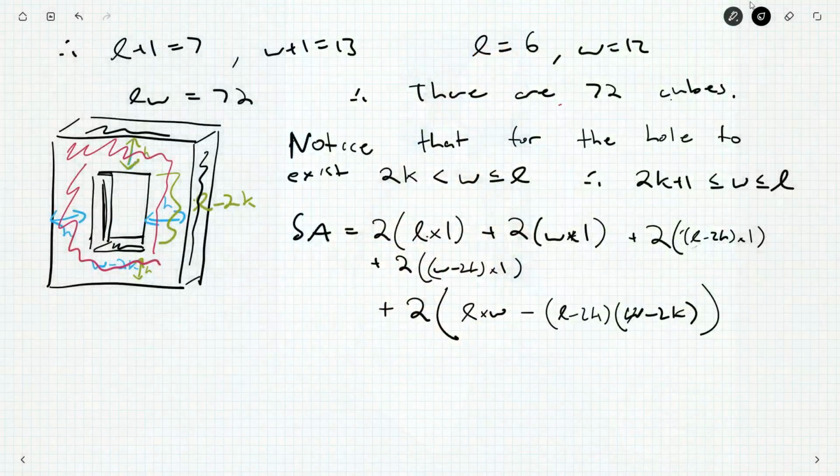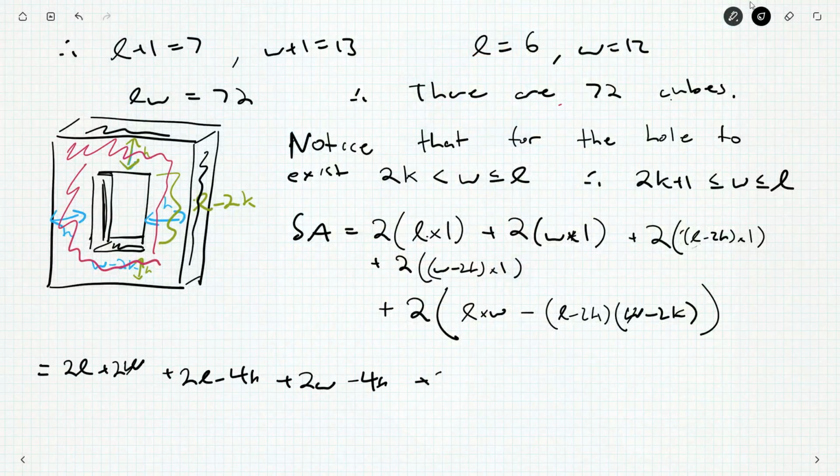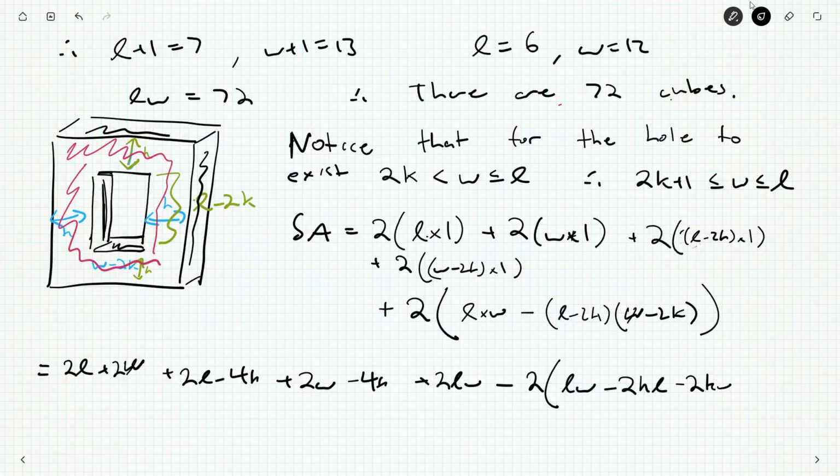Anyway, so here's our formula. Let us expand it out. So 2L, 2W, plus 2L minus 4K, plus 2W minus 4K, plus 2LW minus 2, and it'll be LW minus 2KL minus 2KW plus 4K squared.